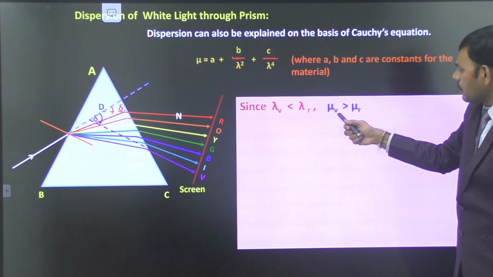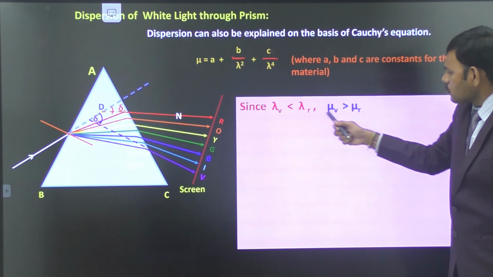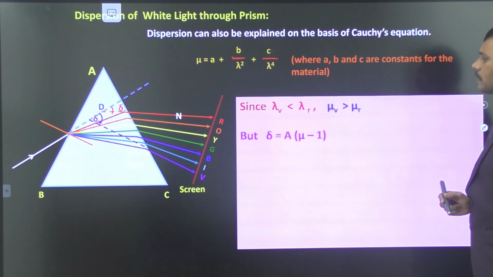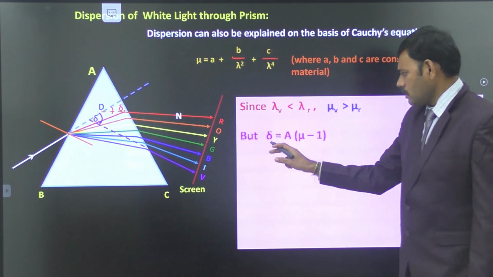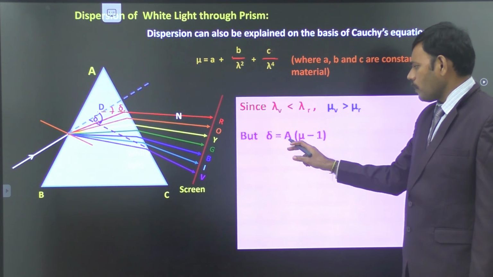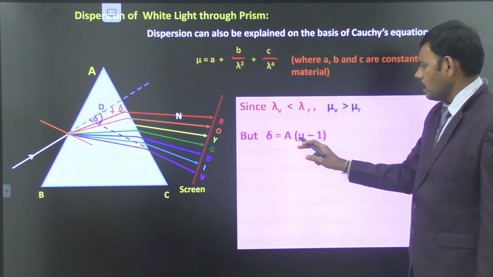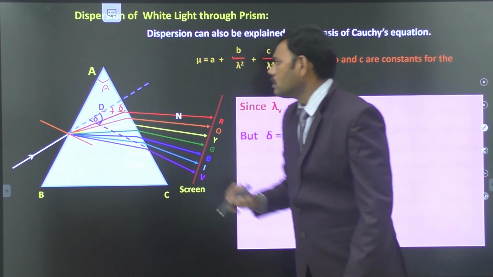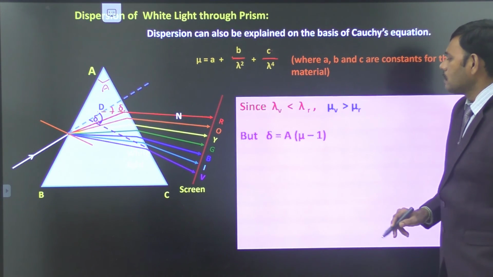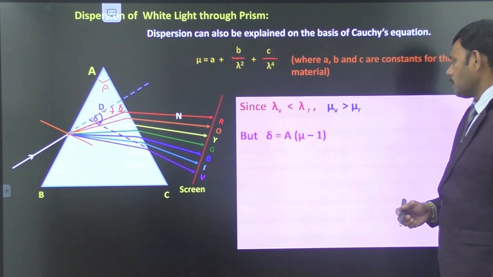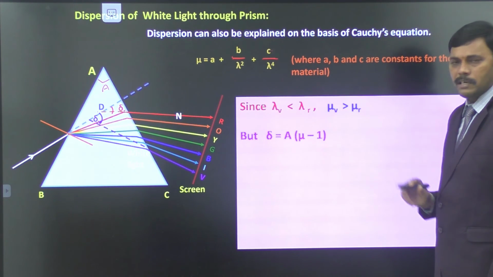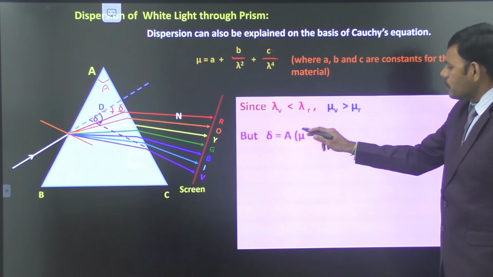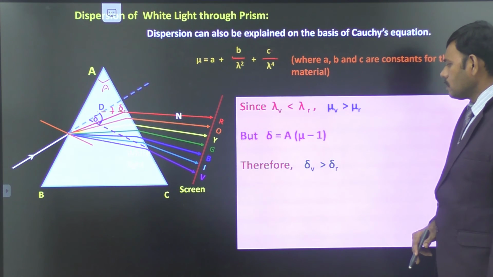Therefore, the violet color's wavelength is less, so the refractive index of violet is more than the refractive index of red. But deviation is given by the formula A into (mu minus 1). Of course, A is the angle of the prism, which is constant, but mu changes from color to color. The least wavelength, violet, has the most refractive index, so it shows more deviation.